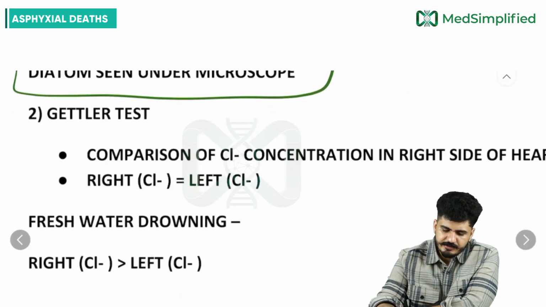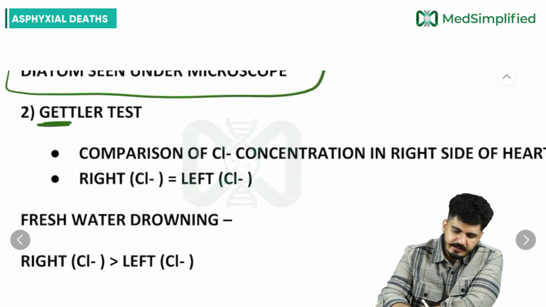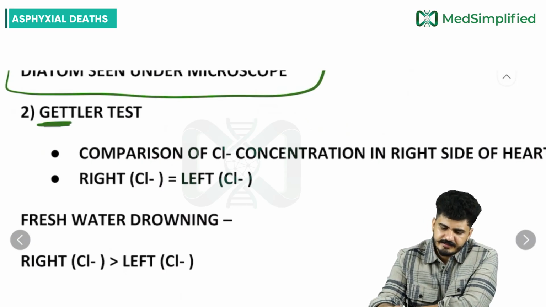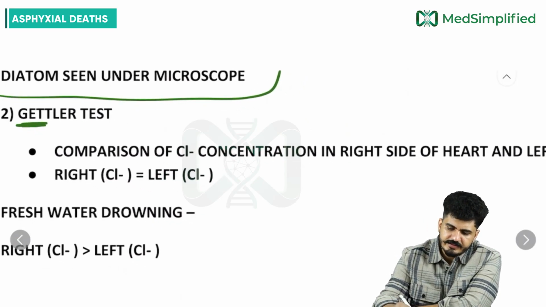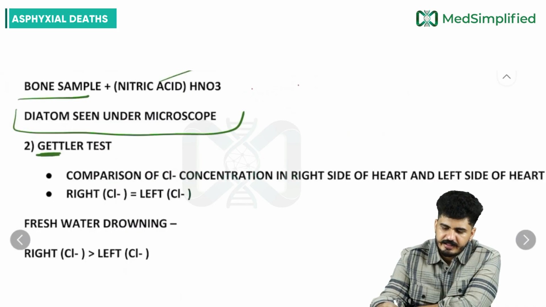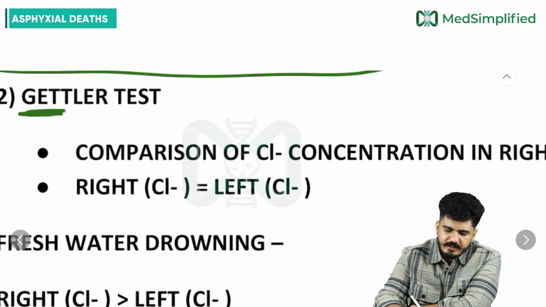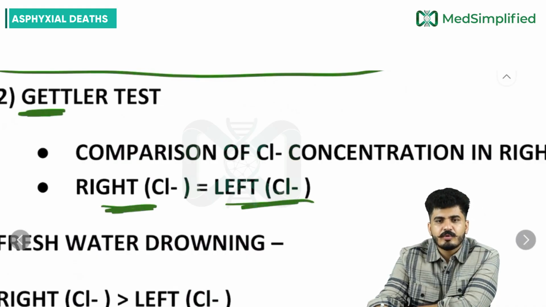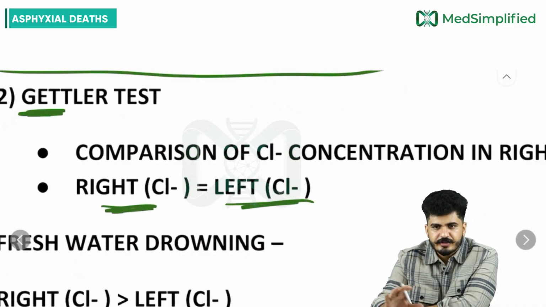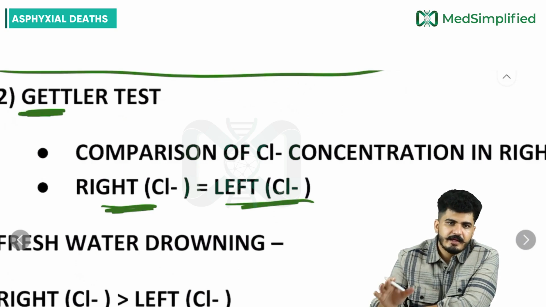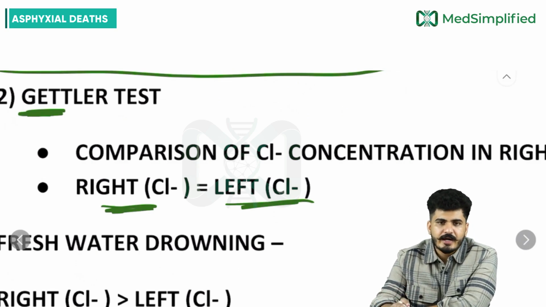Next test is what, sir? Gettler test. Gettler test is a comparison of chloride concentration in the right side of the heart and the left side of the heart. Ideally, in a normal person, you will see, sir, right side and left side chloride concentration is absolutely normal. They are equal, my dear friends.